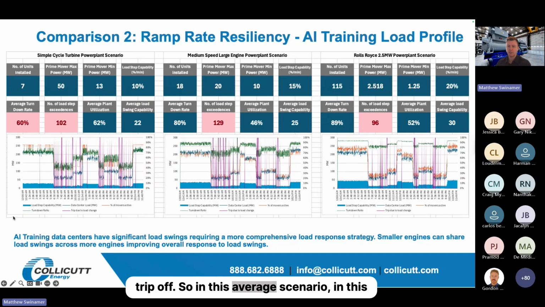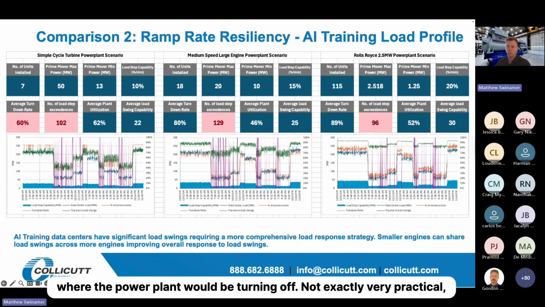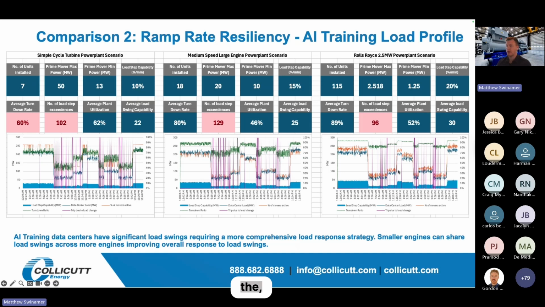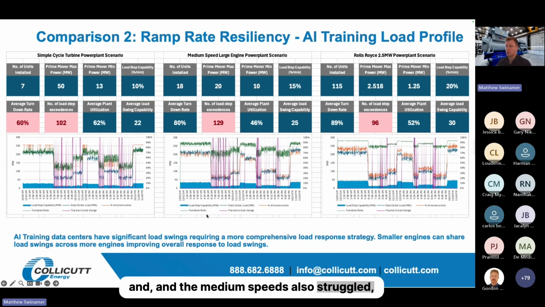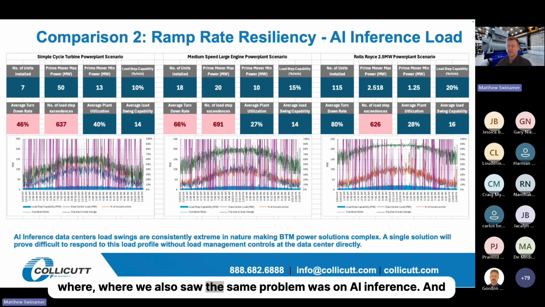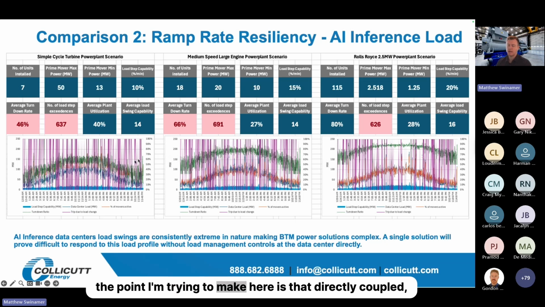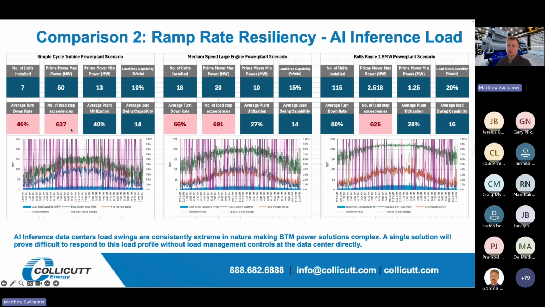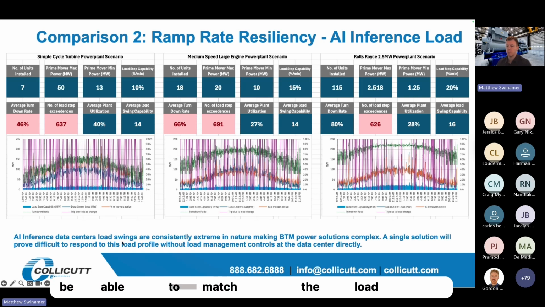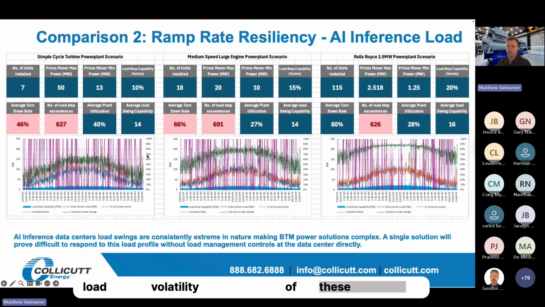So in this average scenario, in this one day, you'd have 100 situations where the power plant would be turning off. Not exactly very practical. Even the reciprocating engines and the medium speeds also struggled. We also saw the same problem on AI inference. And the point I'm trying to make here is that directly coupled, no power plant would ever be able to meet the load volatility of these data centers.